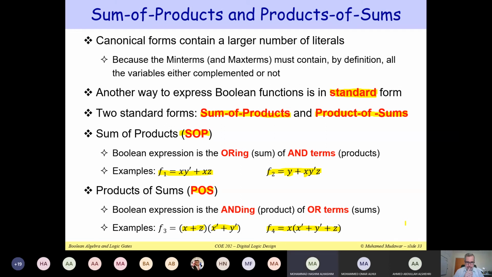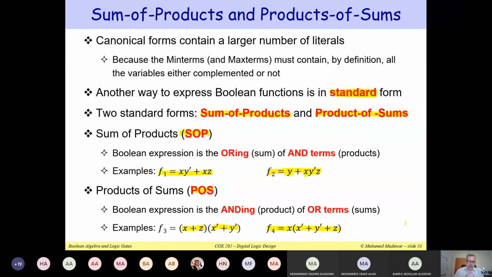You can have 1 term, you can have 2, you can have 3. It does not really matter. But it has to be a sum of products. It has to be the sum of product terms. So we are ORing the n terms.